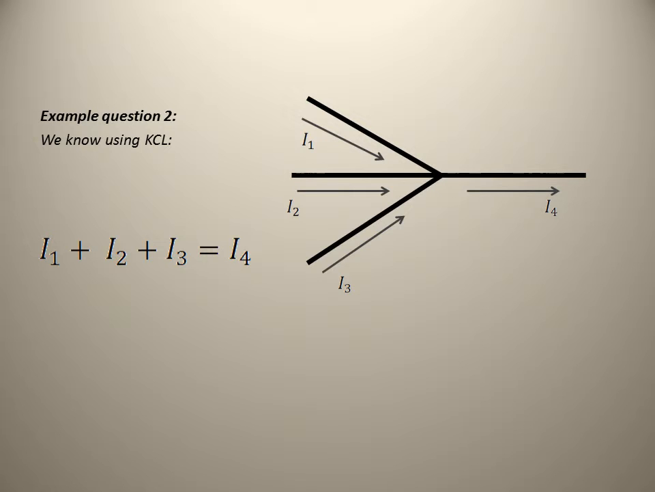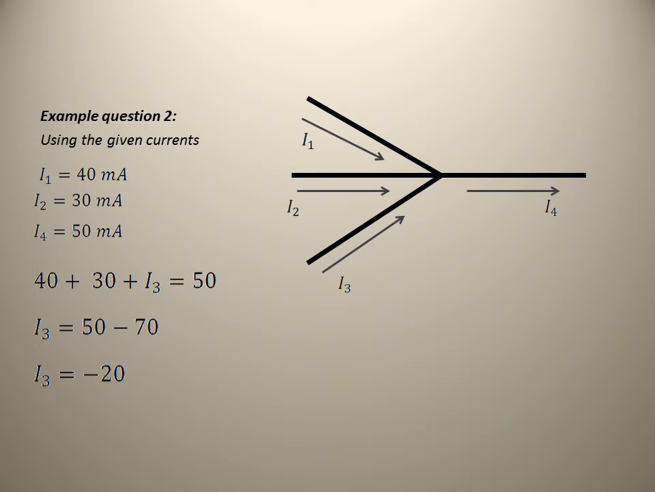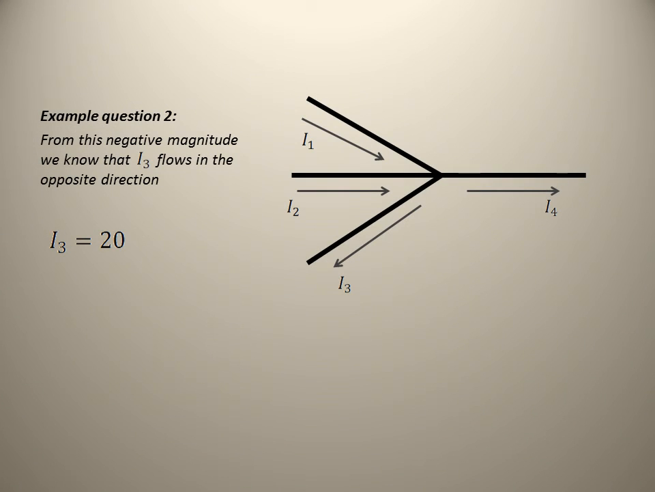We know using KCL that the current flowing into the node must be equal to the current flowing out. So, using the diagram, we can say I1 plus I2 plus I3 is equal to I4. Substituting in these values and rearranging the equation, we can see that I3 is equal to 50 minus 70 milliamps. This means I3 is equal to negative 20 milliamps. From this negative magnitude, we know that I3 flows in the opposite direction to what was originally assumed, meaning I3 flows out of the node at a magnitude of 20 milliamps.